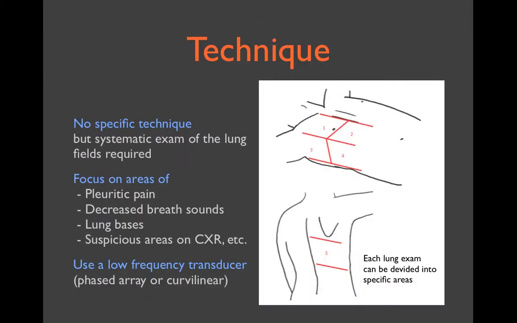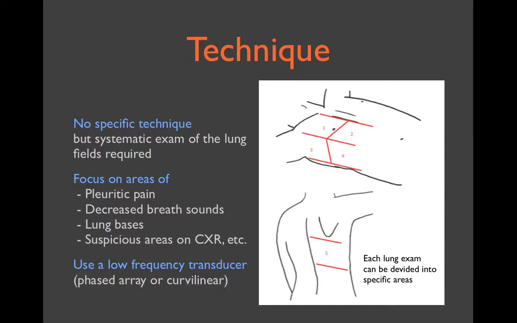There's no specific technique to scanning for pneumonia. One simply scans through the intercostal spaces between the ribs to look for the signs we're going to demonstrate. However, a careful and systematic approach to scanning the large surface area of the thorax must be employed in the absence of localizing data. If, however, one has localizing information, such as focal pleuritic pain, unilateral decreased breath sounds, a questionable finding on a chest radiograph, and so forth, you can focus the exam in that area.